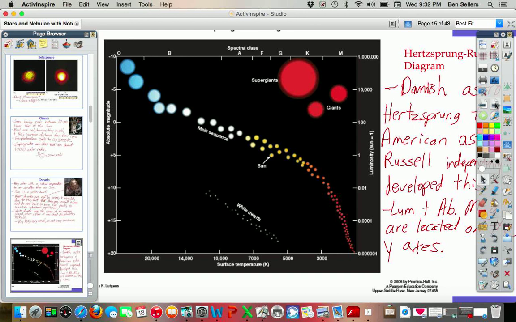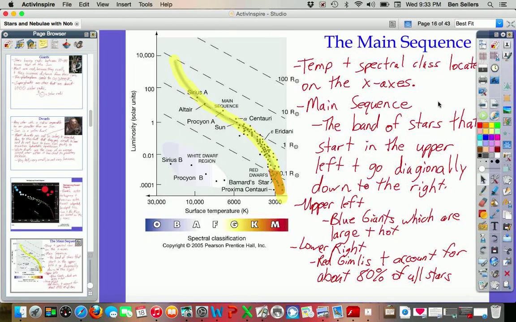Hertzsprung-Russell diagram, critical for stellar evolution. It's got 4 parameters. If you look up here, you have spectral class, and then you have temperature down here. Well, these 2 variables are related, so it's easy to put them on each side here. And luminosity and absolute magnitude, as we spoke about earlier, are also related. So this is what's considered a quad-axis graph, and it's developed by Danish astronomer Hertzsprung and American astronomer Russell independently. Kind of put the 2 discoveries together to make one big thing.